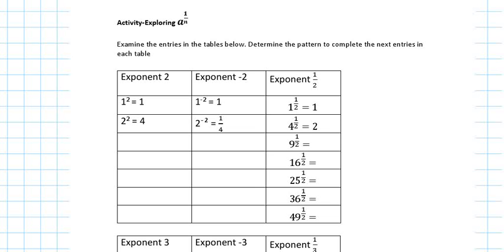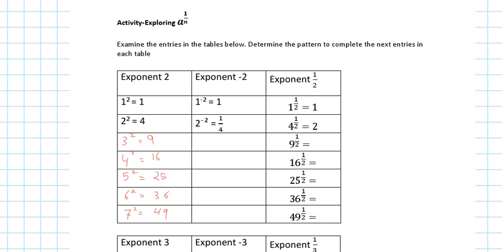If I have the bases 1, 2, 3, 4, 5, 6, 7 and I have them to the power of 2, it's like I'm doing 3 times 3, or 4 times 4, 5 times 5. That's what the square means. And then I should be getting 9, 16, 25, 36, and 49. Okay? So this is the exponent 2.